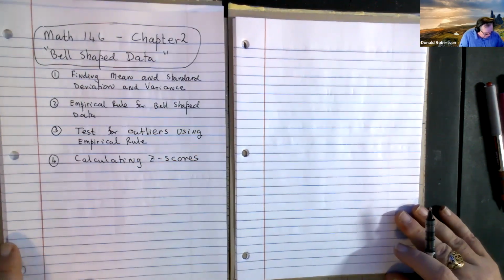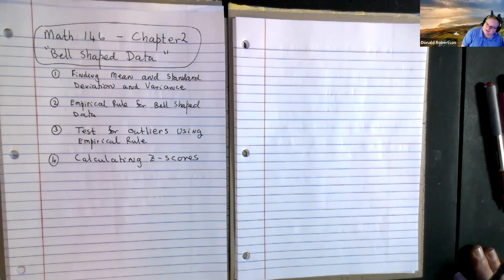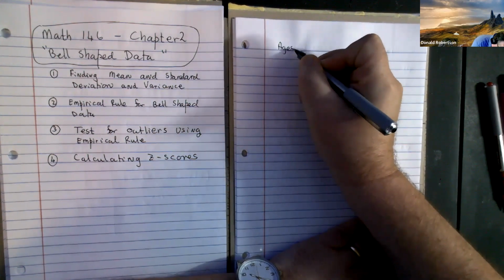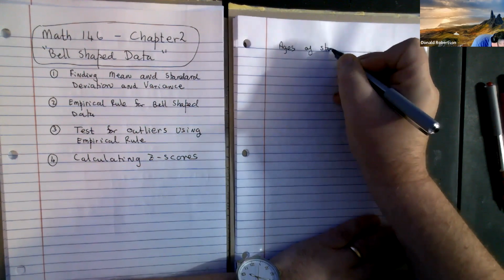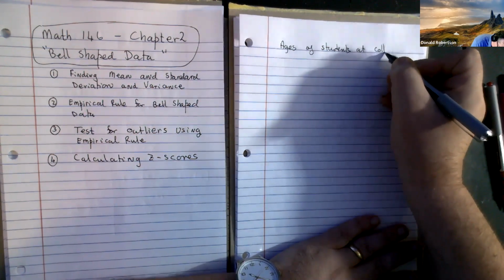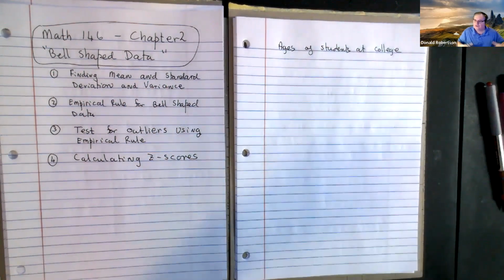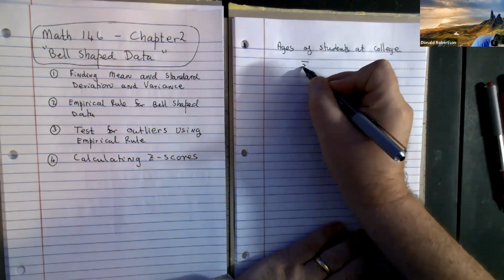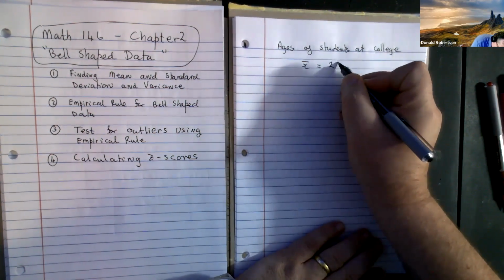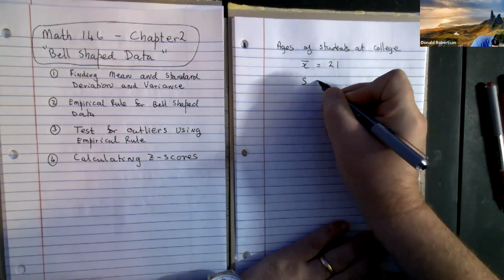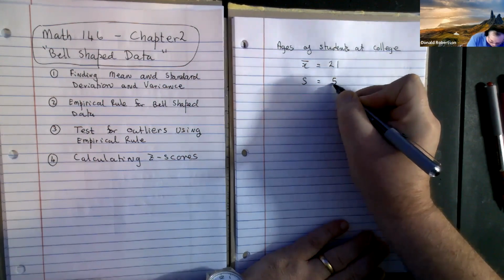So let's talk about what the standard deviation tells us, right? We've got to that point where we can do it. Let's suppose that I have some data on the ages of students at some college, right? So I've collected a big sample of 200 or 300 students and I've got their ages. And I've done all the hard work and their average age is 21. And their standard deviation is 5.